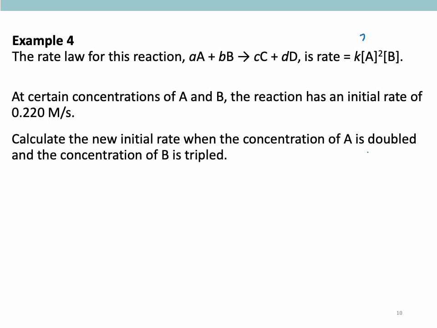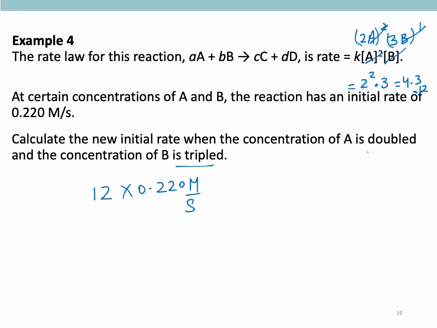So A gets doubled, which means it becomes 2A squared. And B is tripled, which means it becomes 3B to the power of 1. So what is the factor here? It is 2 squared times 3, because A squared is the same here, and B to the power of 1 is the same. So the factors, we only care about these. So it's 2 squared, which is 4, times 3, which is 12. So your rate would become 12 times 0.220 molar per second. And that's it.